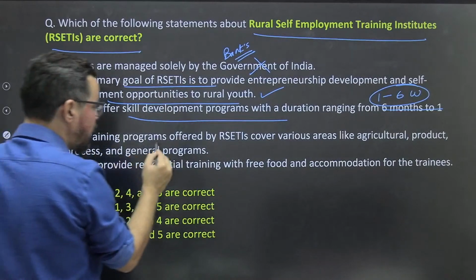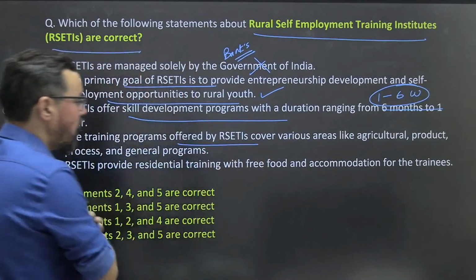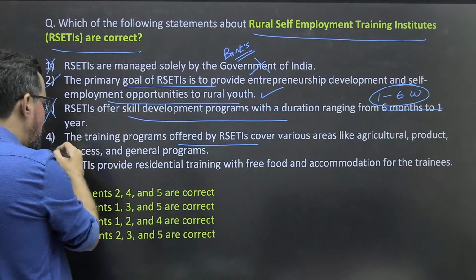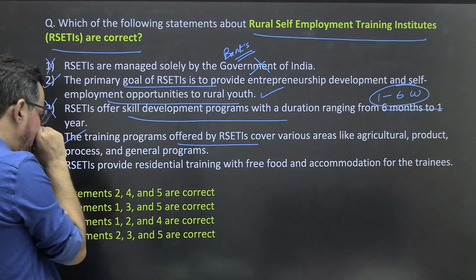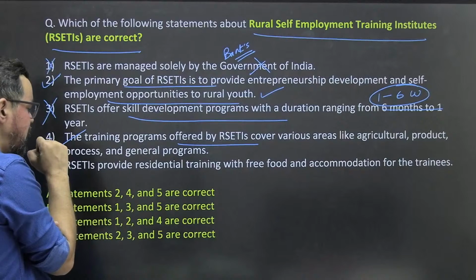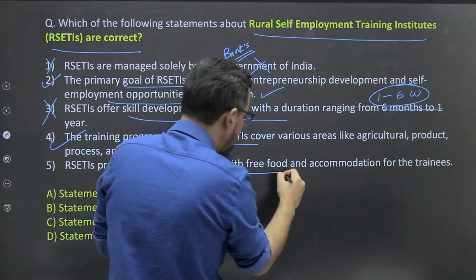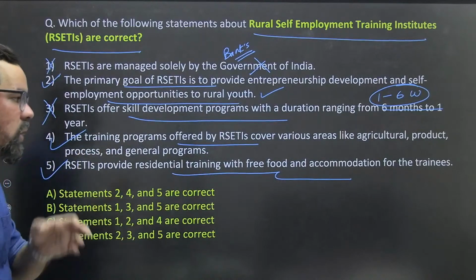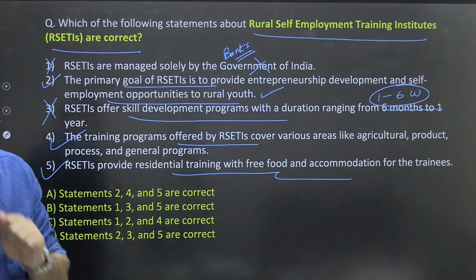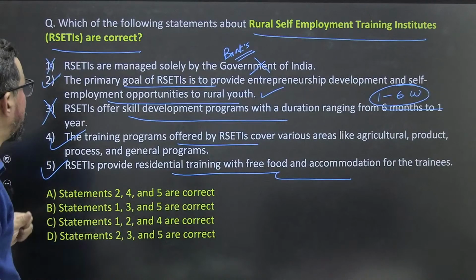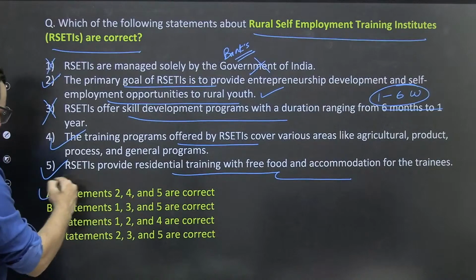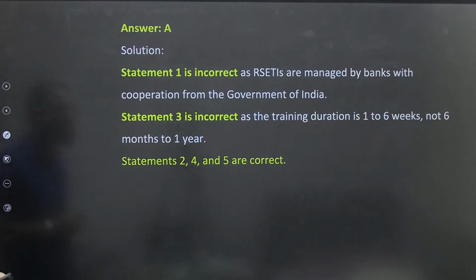The training programs offered by RSETIs cover various areas like agriculture, products, process, and general programs. RSETIs provide residential training with free food and accommodation for the trainees. Okay, so this is also correct. So what will be your correct answer? 2, 4, 5. 245 means option A should be the right answer for this particular one.